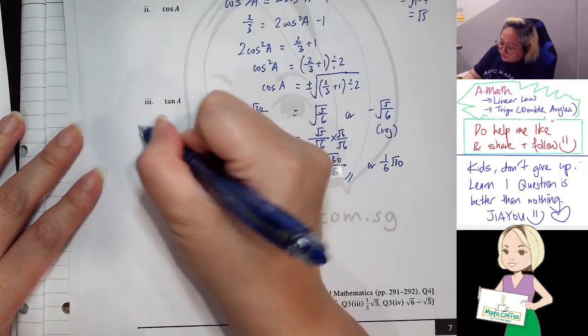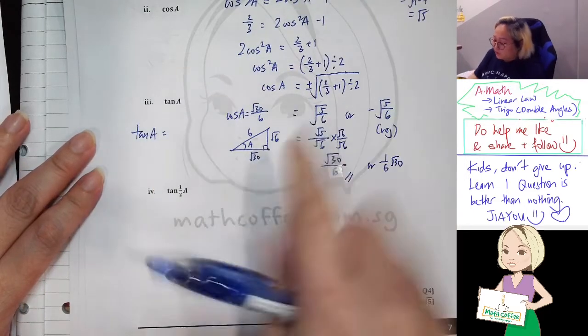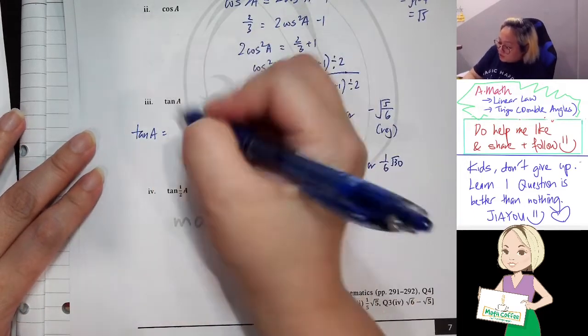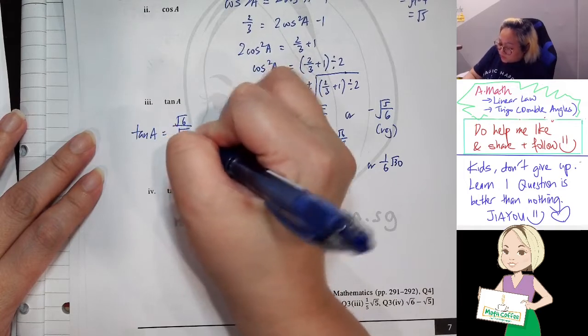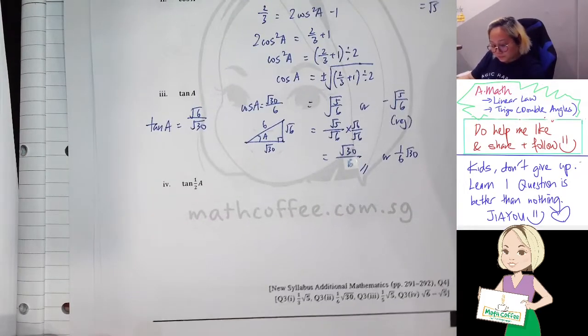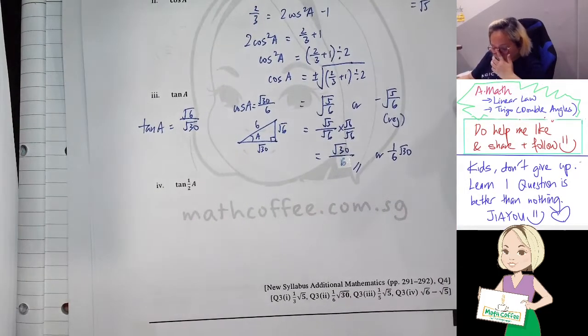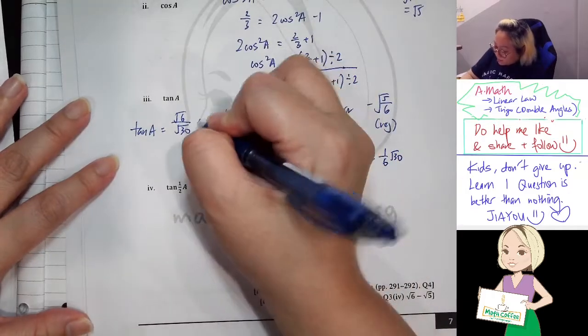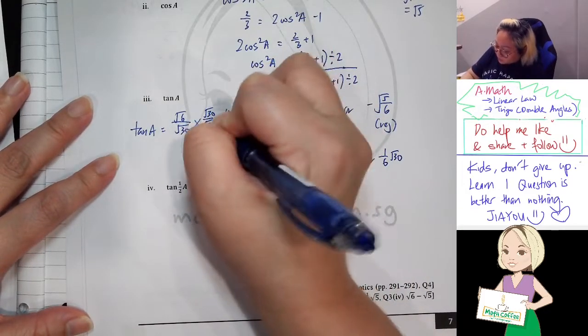Then my tangent A, very straightforward. My tangent A refers to the triangle, opposite over adjacent. So it's square root 6 over square root 30, and we need to simplify. So I'm going to multiply it by square root 30 over square root 30.